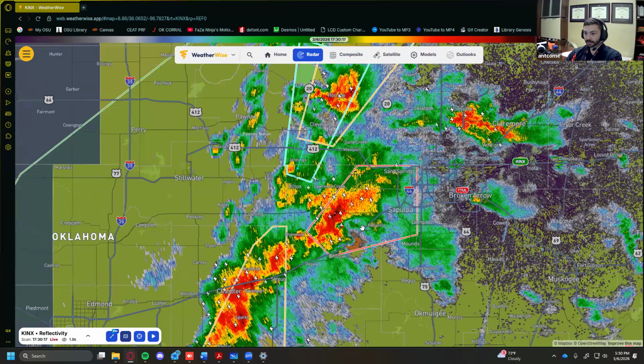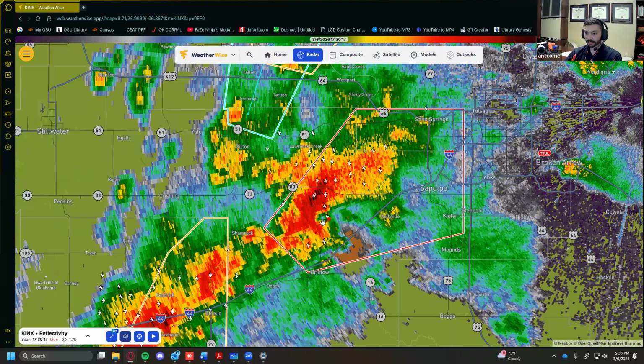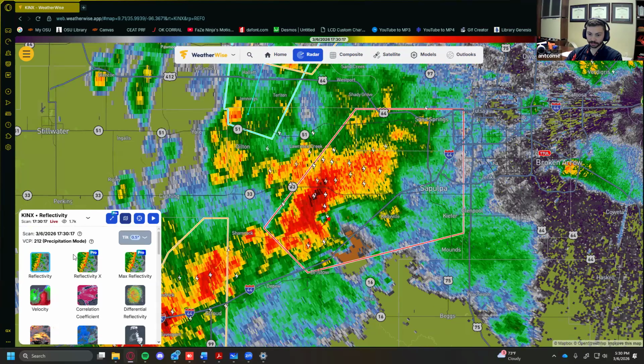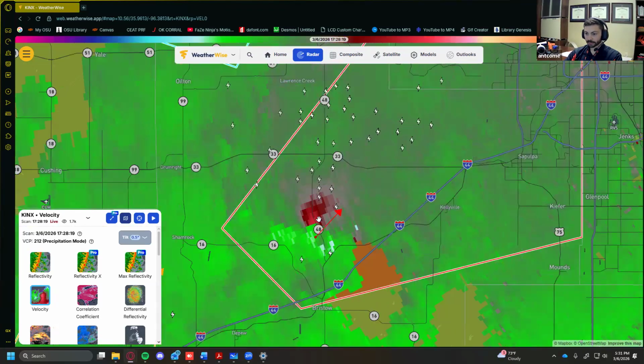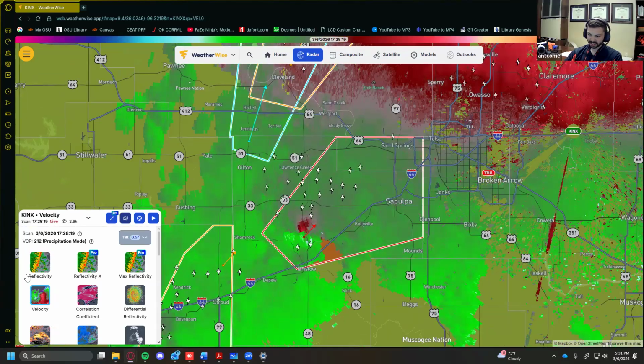So I'll just take a look. That is a hook echo. For those of you who don't know, that is a tornado, probably on the ground.